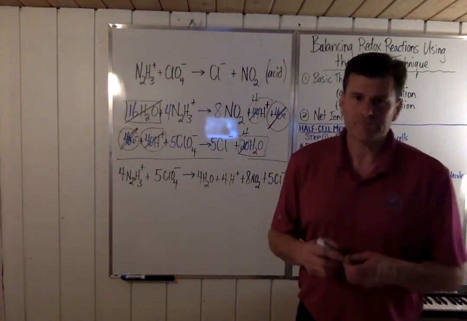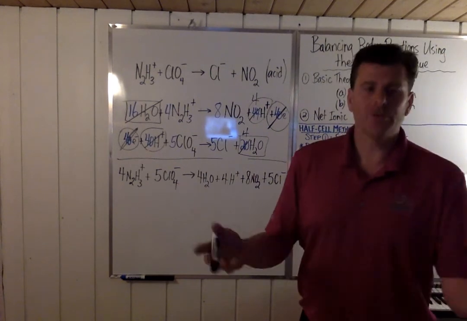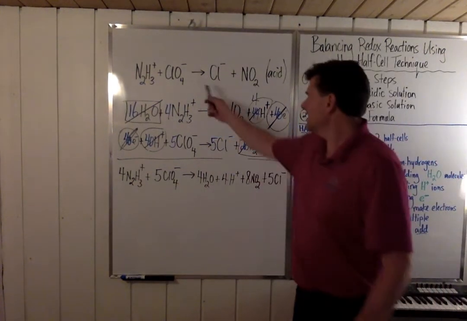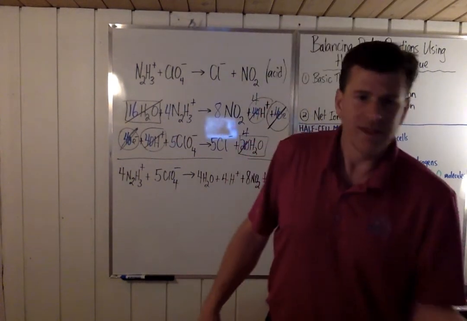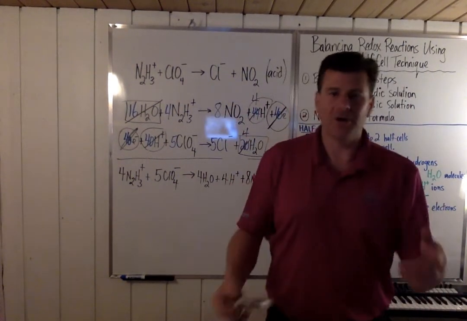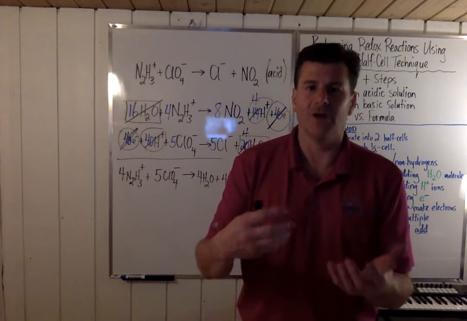Okay, now, how do I know this is a net ionic equation? Because it's giving me everything in ions. And really, if you had a solution of stuff, I can't go get a bottle of Cl minus. It has to come along with a cation.